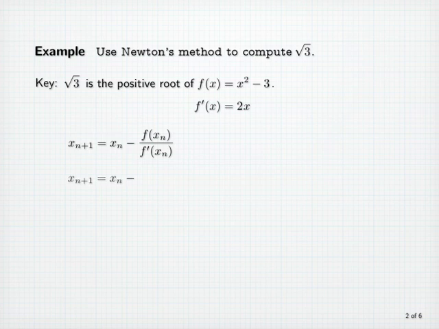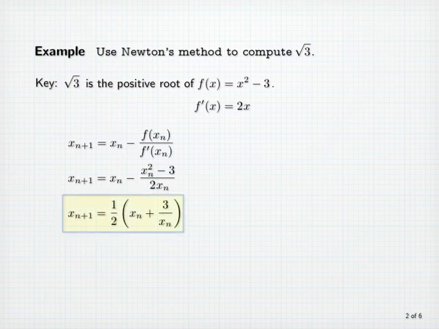xn plus 1 equals xn minus the correction term with numerator equal to f of xn, that's xn squared minus 3, divided by f prime of xn, which here is 2 times xn. Notice that if we break up the fraction here into two parts, the first term is 1/2 xn, and the second term is 1/2 of minus 3 over xn. So this simplifies and becomes xn plus 1 equals 1/2 of xn plus 3 over xn.